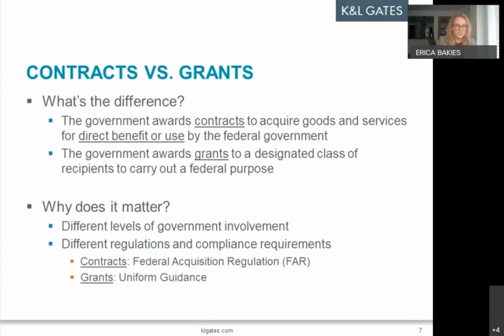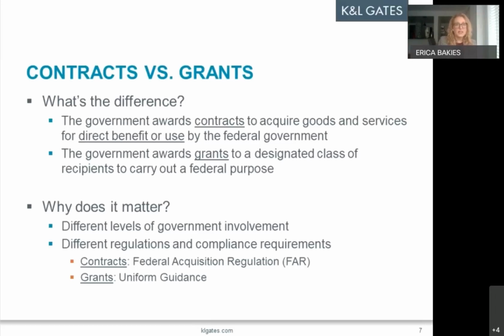So if HHS wants to promote AIDS awareness in communities, then it might provide federal funds to a particular organization that then uses those funds to carry out that objective, maybe in conjunction with HHS staff, maybe on its own, but it achieves that federal purpose. And these differences ultimately result in two significant changes.